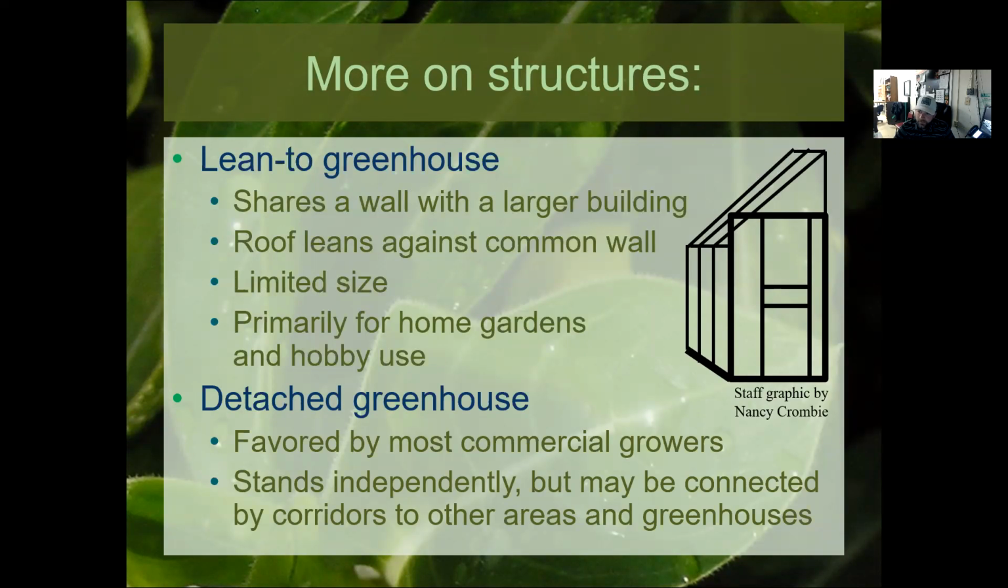And the detached greenhouse, which we have here, these are favored by most commercial growers because having a greenhouse connected to a building is fairly dirty, actually. You end up tracking a lot of mud in, so any commercial growers are going to have multiple greenhouses outside that you can walk from one to another and then take your storage wherever you're going to take that.